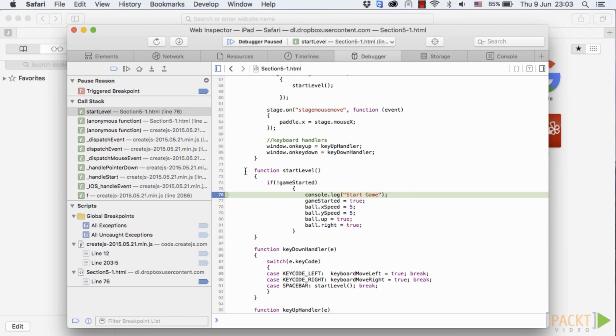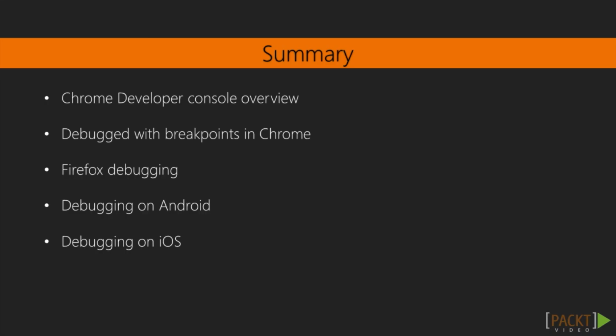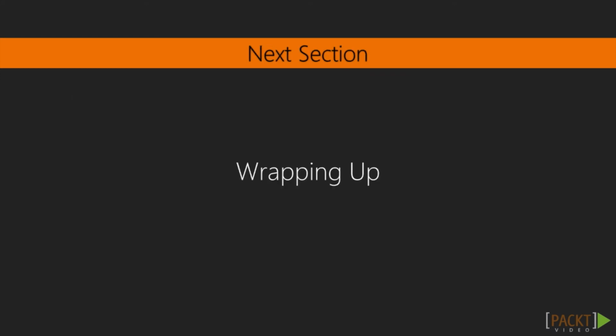Congratulations! Now you know how to test and debug on an iOS device. You have now successfully completed Section 5, Testing and Debugging of the Game. In this section, we've discussed testing and debugging the game on various devices. In the next section, we're going to talk about wrapping up the game and discuss additional information which you may need in your HTML5 game development process.